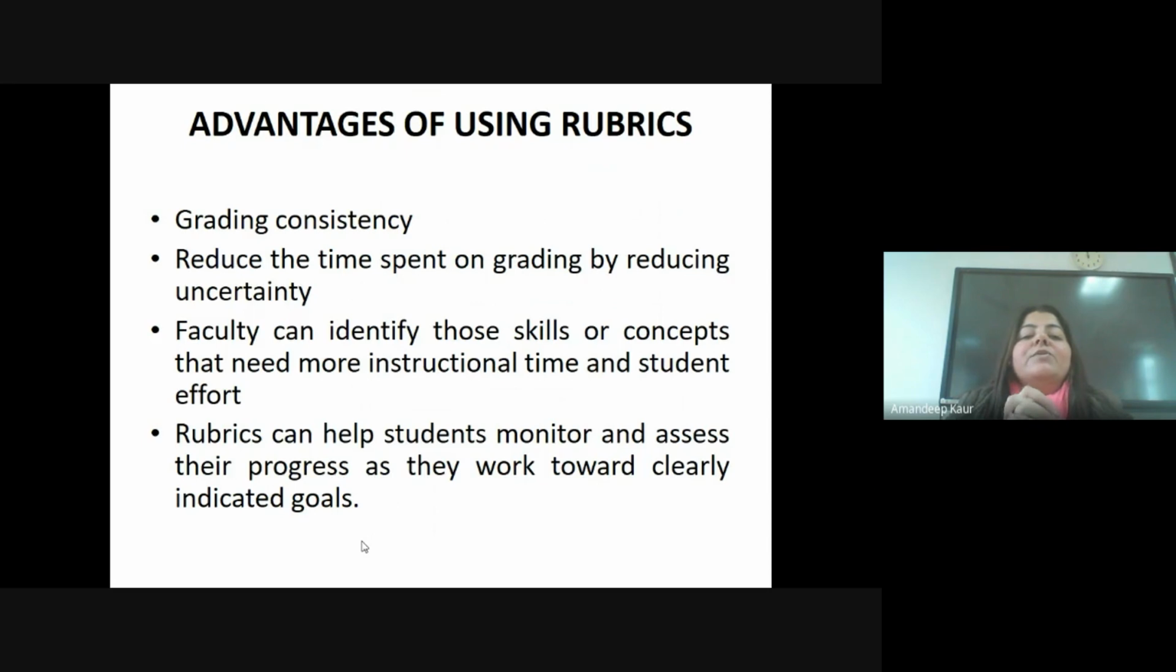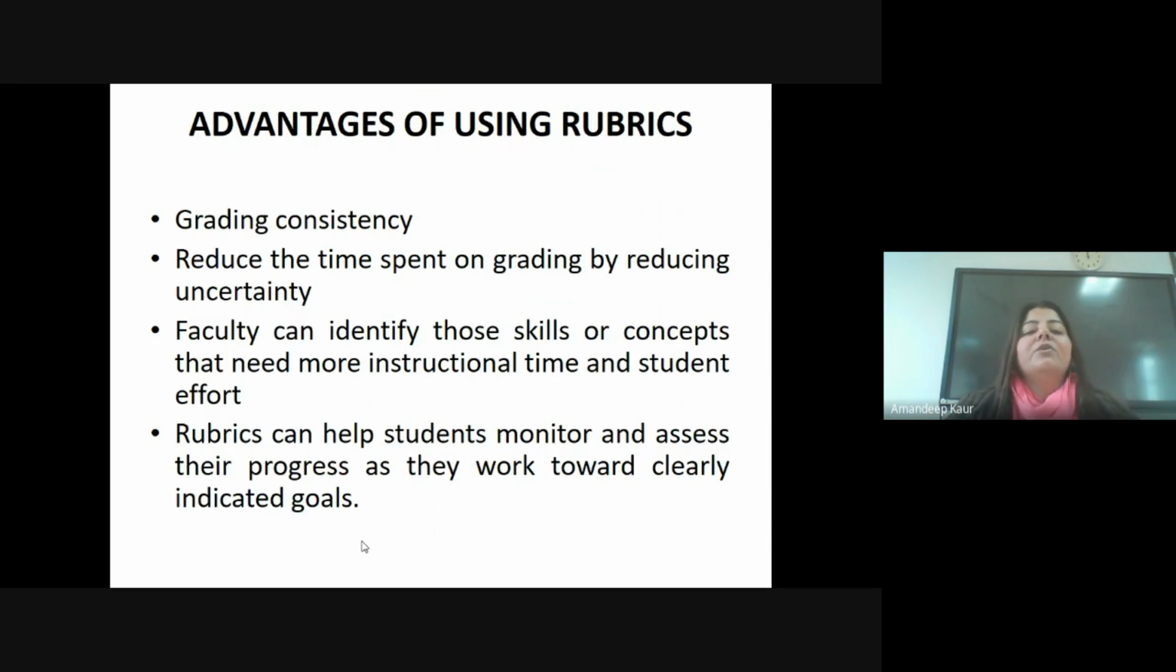Second, it reduces the time spent on grading by reducing uncertainty. So as a faculty member, when a standard tool is available with me, it is possible for me to grade my students, and students are very happy when a transparent kind of assessment system is created at institute level.